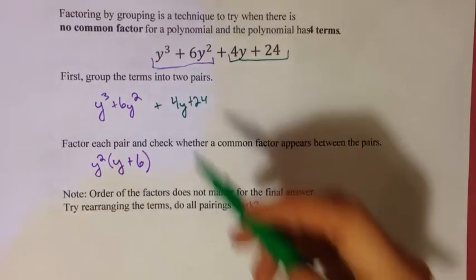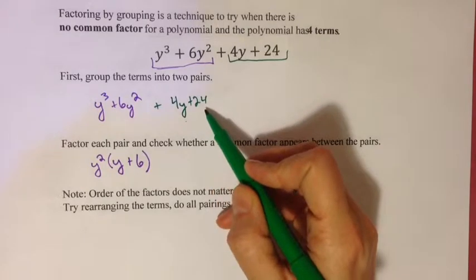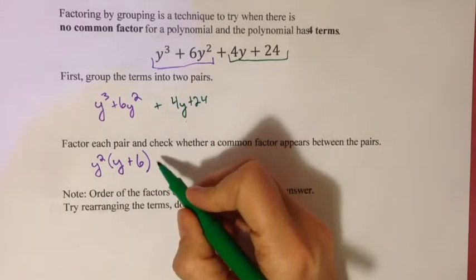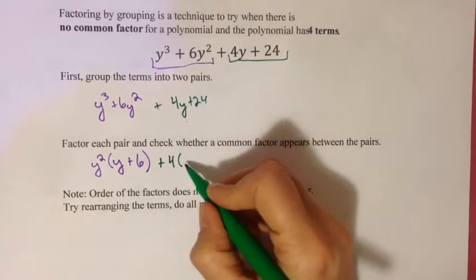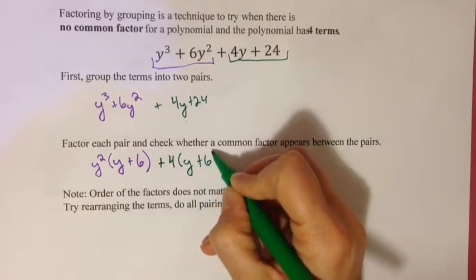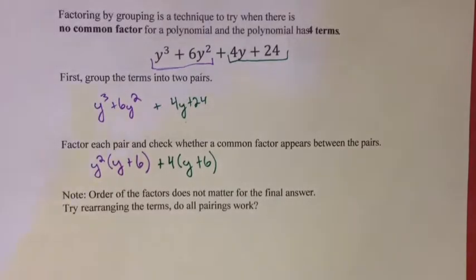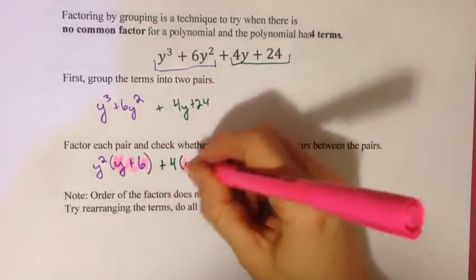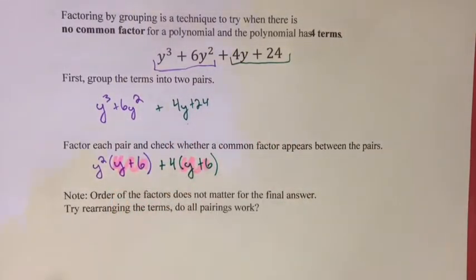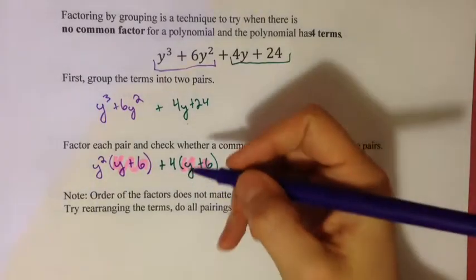Now I look at my second group, 4y plus 24. I see that they have a 4 in common. So I'm going to factor out a positive 4. I'm left with y plus 6. When I factored each of those pairs, I was left with a y plus 6 in each of them. So these 2 terms have a y plus 6 in common, which I can factor out.